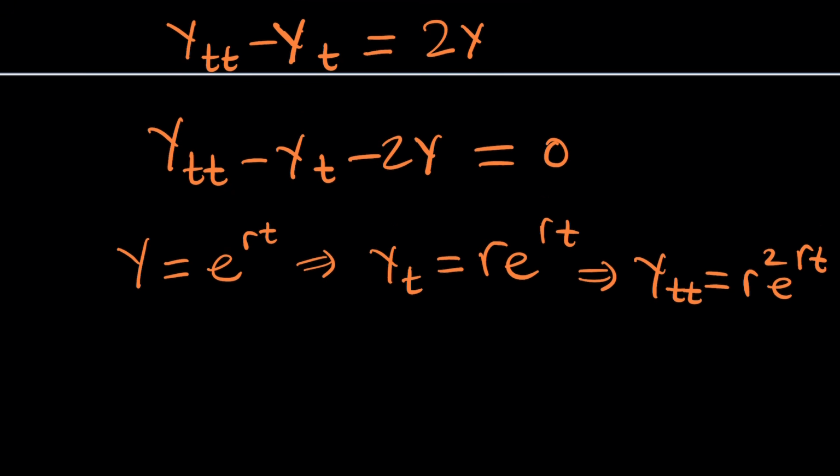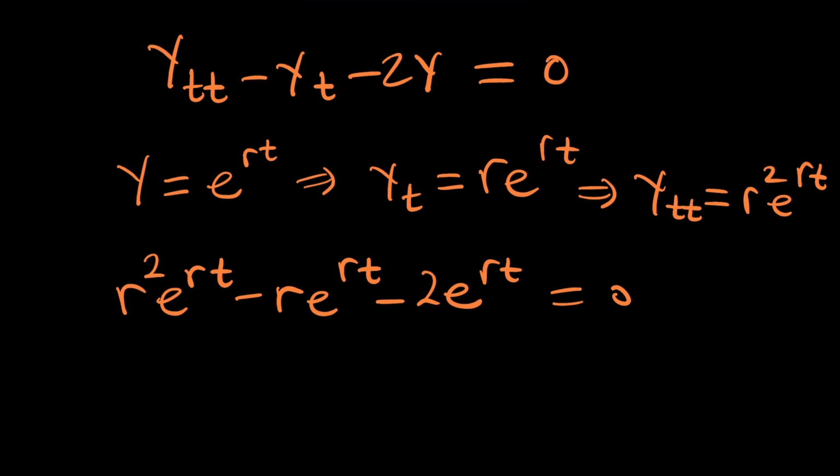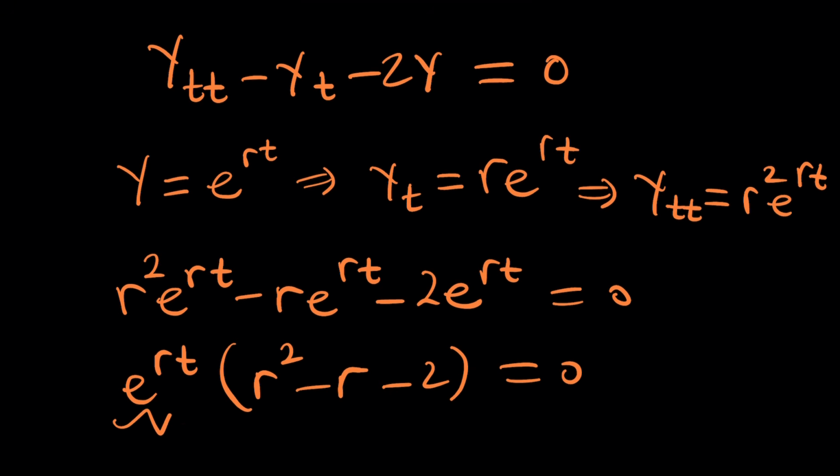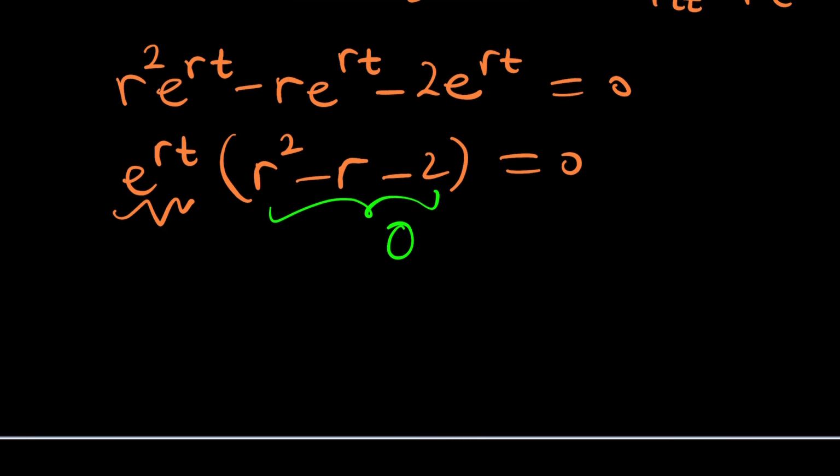Now, when you substitute this into the equation, you're going to get something like this. r squared e to the rt minus r e to the rt minus 2 e to the rt equals 0. Remember, we had minus 2y at the end. And obviously, we can pull out e to the rt. That gives us r squared minus r minus 2 equals 0. Since e to the rt cannot be 0, this has to be 0. And how do you factor that? It's factorable, right? It's r minus 2 multiplied by r plus 1 equals 0.